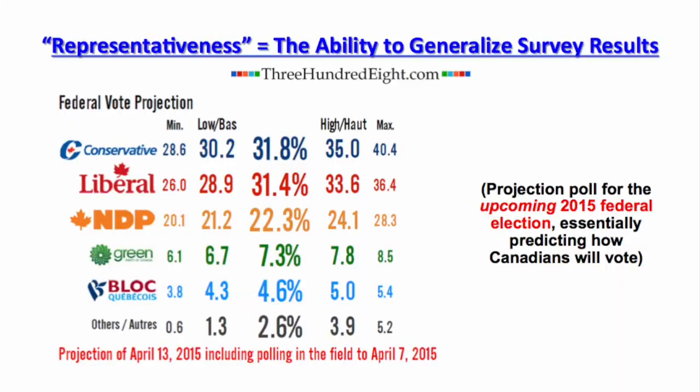A good example of this is federal vote projection polls. So this is a poll for the upcoming election, for example. And obviously, the authors of this did not go out and sample every single Canadian to see who they might vote for. This is a very informed guess, basically.